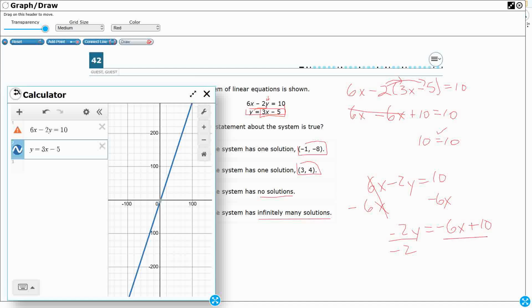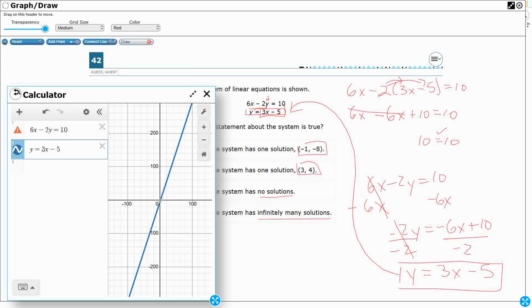And let's make everything positive. So divide by 2, that's y equals, that's going to be negative 6 over negative 2, right? That's going to be 3x. And then 10 over negative 2 is going to be minus 5. Now that's interesting. Look, y equals 3x minus 5. That's exactly what that is. So I guess that answers our question there.